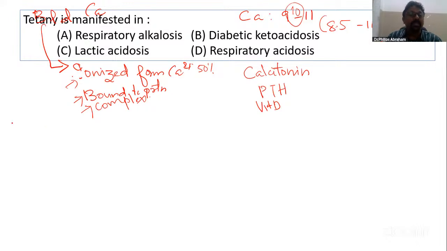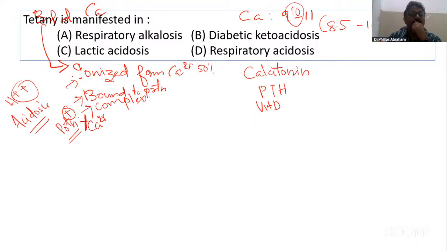What happens in acidosis? There will be more H plus ions, more positive charge. This will attach to protein. So the protein will have positive charges. Calcium also has a positive charge. Then the binding cannot occur. Calcium goes out. So in acidosis, there will be increased calcium level.